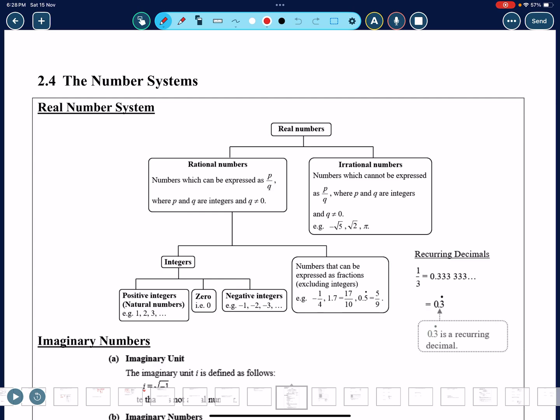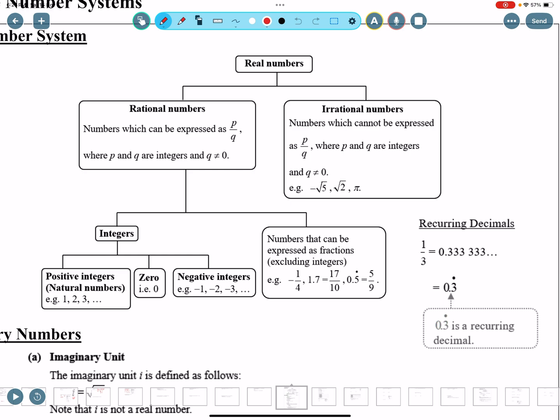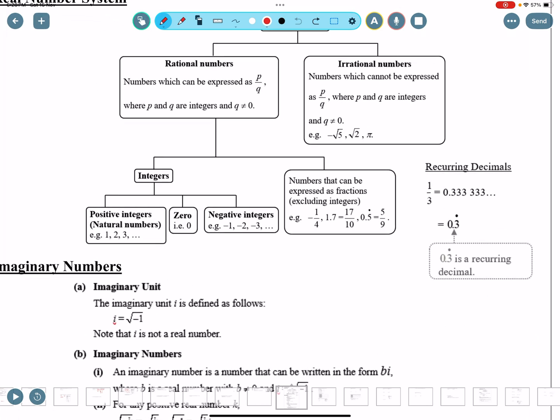So real numbers consist of rational numbers and irrational numbers. Rational numbers basically means you can change it to fractions, while irrational numbers like square root 3 cannot be changed to a fraction, even pi. Now under rational numbers, there are integers, positive, negative, zero, and also fractions, okay?